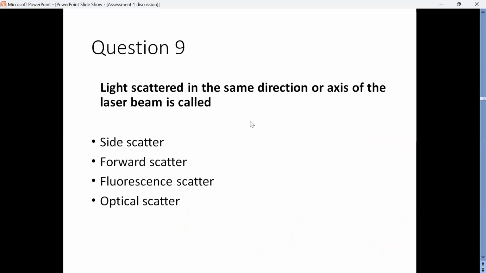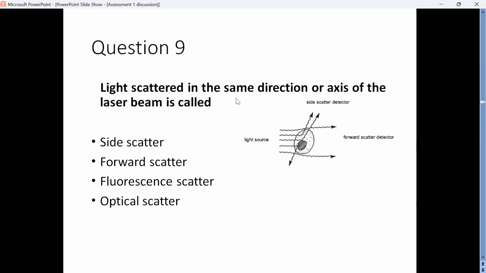So light scattered in the same direction or axis of the laser beam is called, this one everyone has got right. So this is a light source. The scatter which happens in the same direction of the light source is called forward scatter, which gives you an idea about the size of the cell. And the scatter which happens in the 90-degree or perpendicular fashion is called side scatter, which will give you an idea about the internal complexity, which includes granularity, vacuolations, cytoplasmic foldings, etc.